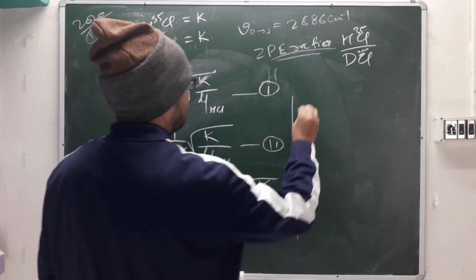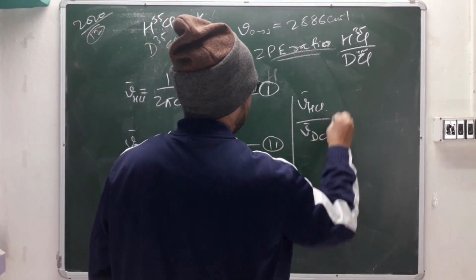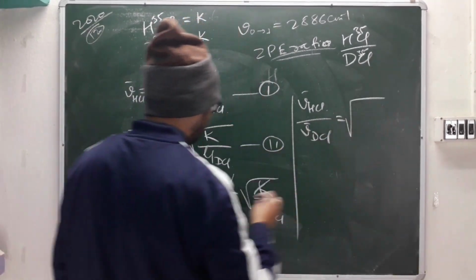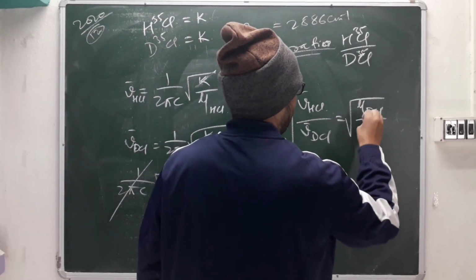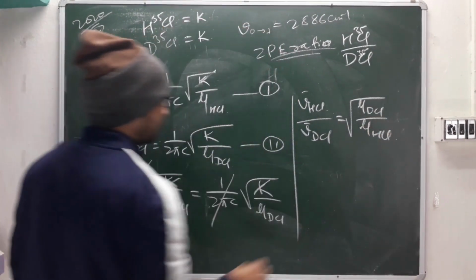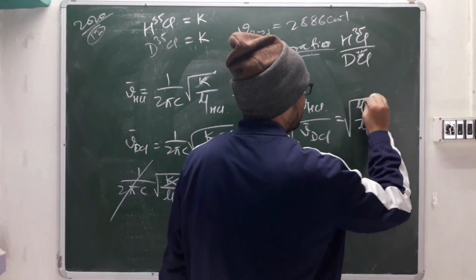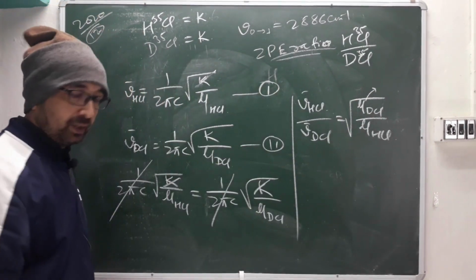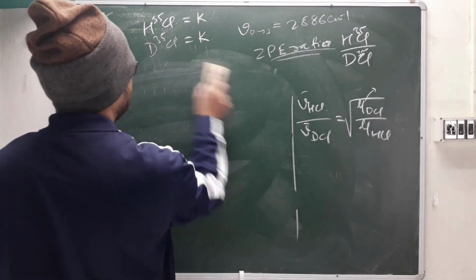So what is here: mu HCl divided by mu DCl, because it is in the denominator, the other part will be in reverse. So here it will be mu DCl divided by mu HCl, correct? So you have got this equation. Now your job is to find this mu, calculate it, and put it here to get the ratio. Let's calculate the reduced mass.